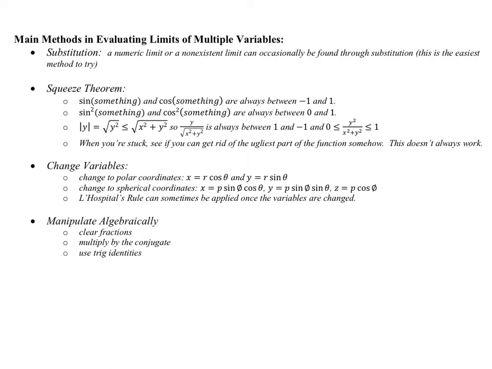For polar coordinates, I'll make a note here: you're really looking for stuff like x squared plus y squared, because we know that x squared plus y squared is equal to r squared. So if we can find stuff like that where we can make a polar substitution, the benefit of polars is that quite often we can reduce it down to one variable, and then we can use L'Hopital's rule.